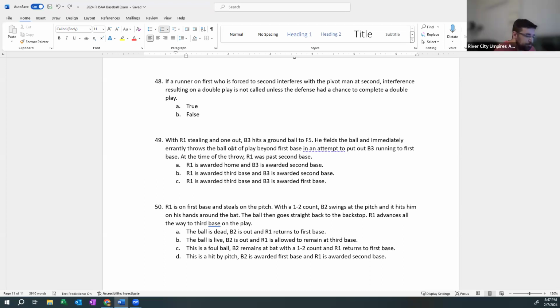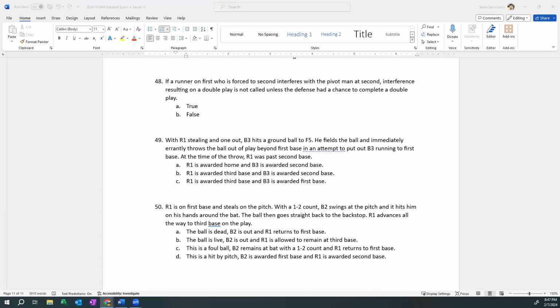So let me read you the rule. The question doesn't say he had the ball. Well, he said he interfered. All it says is he interfered with the pivot man at second. It doesn't say the pivot man had the ball or the ball was coming to the pivot man. So if the ball's not heading to the second baseman and there's no chance that they're going to turn a double play, I'm not calling interference.